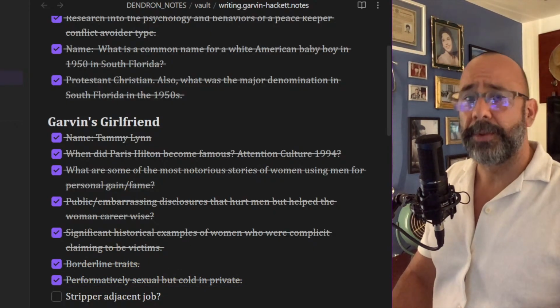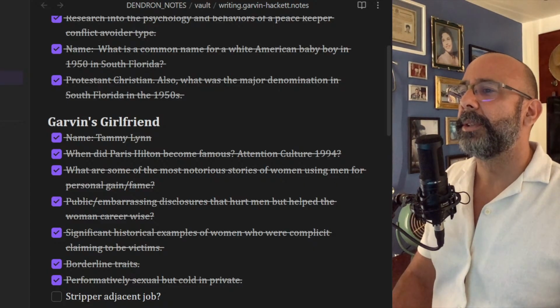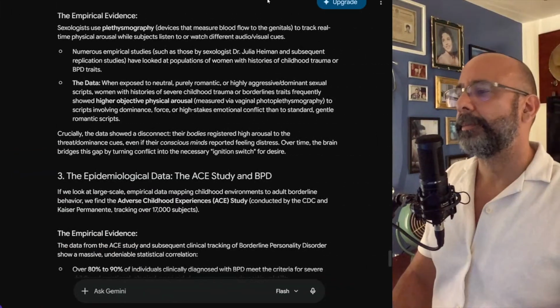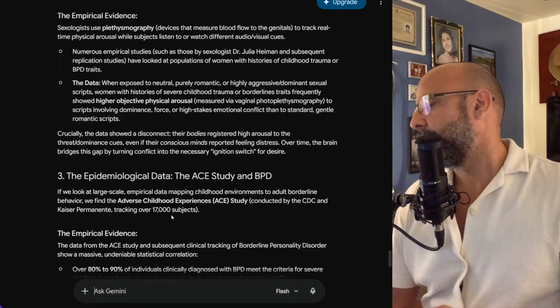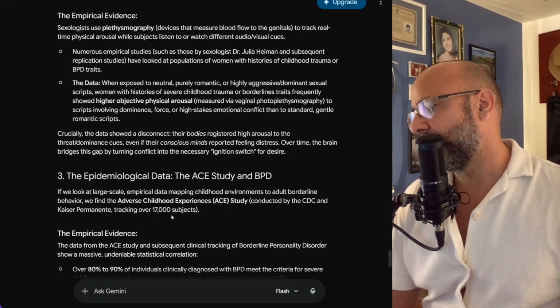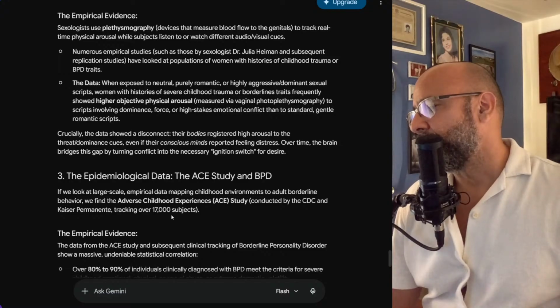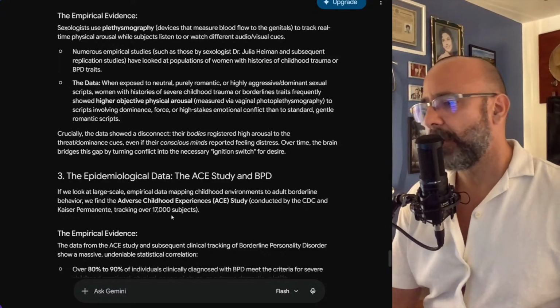The last thing we need for Garvin's girlfriend is the stripper adjacent job. Okay. So let's do that. So Tammy Lynn, given her background and the character psychology that we've discussed, I imagine her working as a stripper, but that seems kind of like an easy trope. So I'm curious, what other stripper adjacent jobs might Tammy Lynn do or be suited for psychologically in 1994?